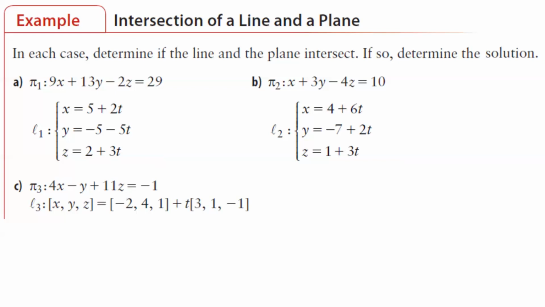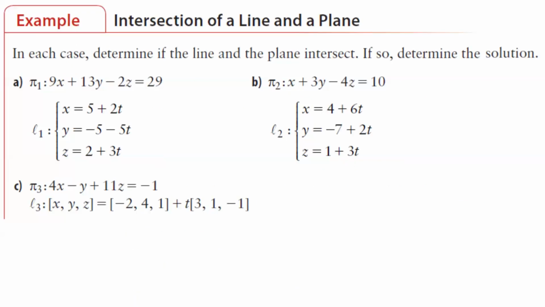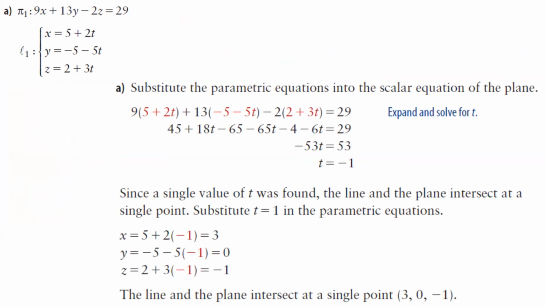All right, have we finished? Let's have a look at the solution here. First question. To check if the line and the plane intersect, we can combine these two equations to form a system and try to solve the system. So we can substitute the parametric equations into the scalar equation of that plane. Then expand and solve for t. That gives us t equals -1.